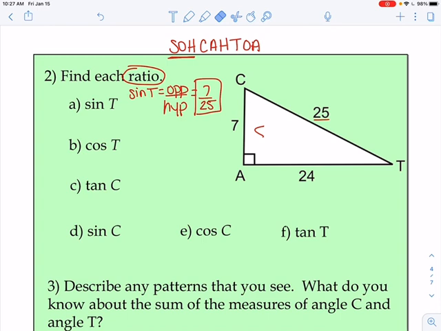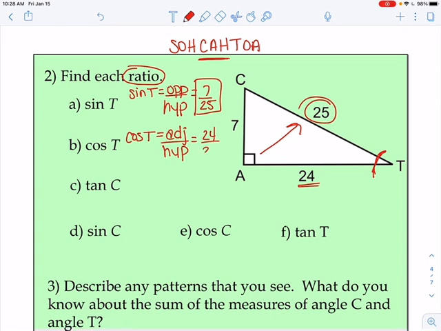The next thing I need to find is the cosine of t. So let me get rid of that line too. This time I'm going to concentrate on the three middle letters, CAH. So my cosine of t is going to equal my side adjacent to t over my hypotenuse. Again, it's usually easier to find the hypotenuse first. That 25 is still my hypotenuse, which means in relation to t, the side that's next to that is 24. So 24 over 25 is going to equal the cosine of t.